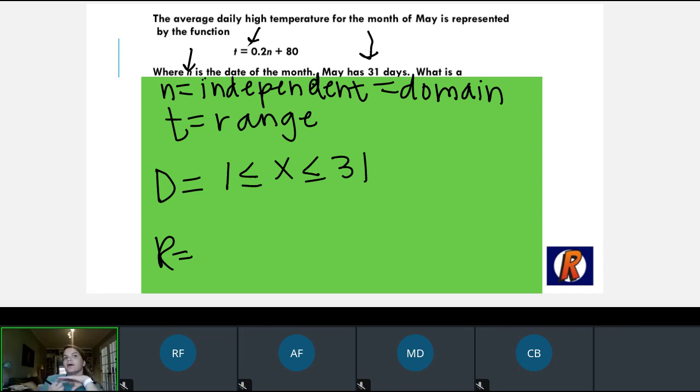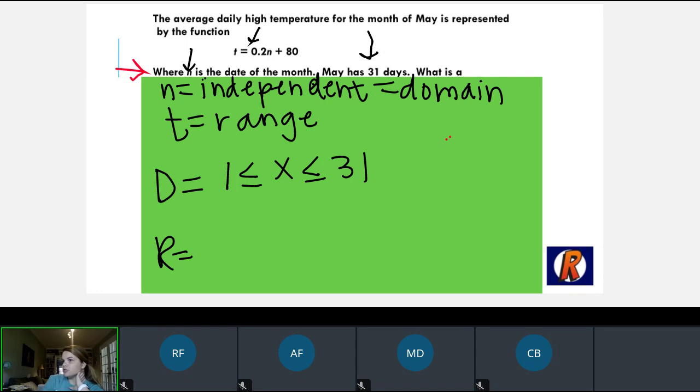So the hardest part about domain and range for word problems is figuring out, okay, I know that domain is X values. So what does that represent? Well, that represents our independent variable. So I have to read and figure out what is it that's going to change in this situation. In this situation, what's changing is the date of the month.